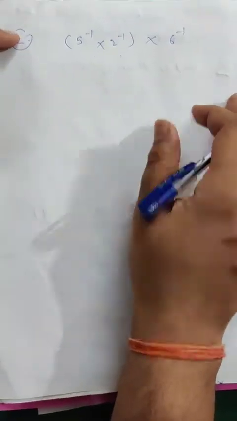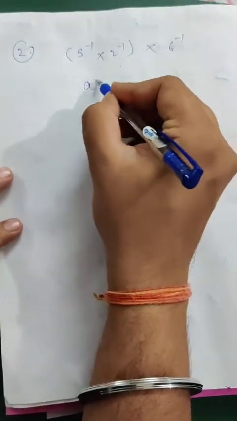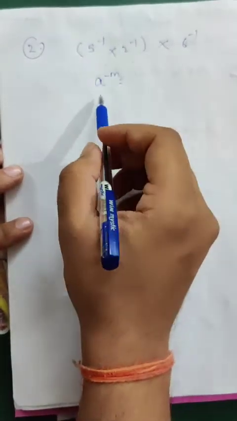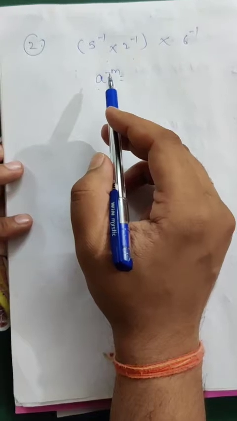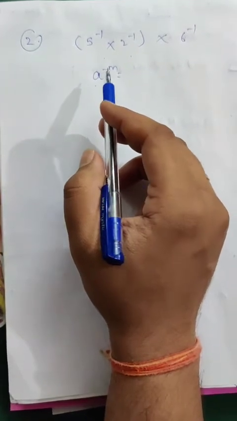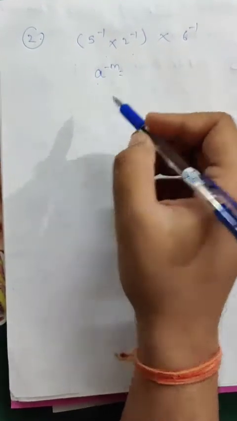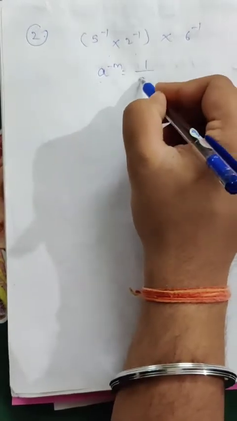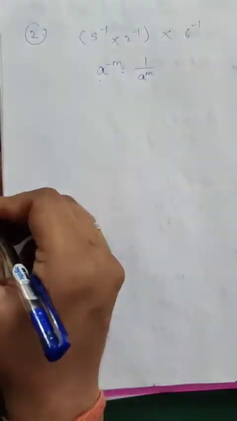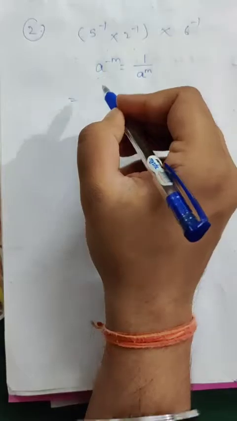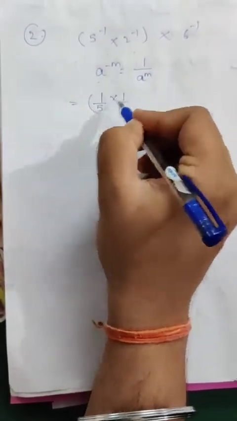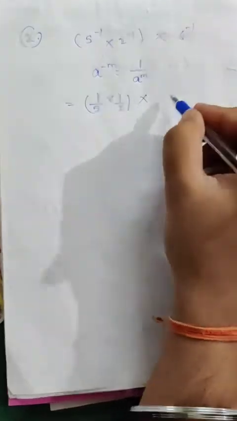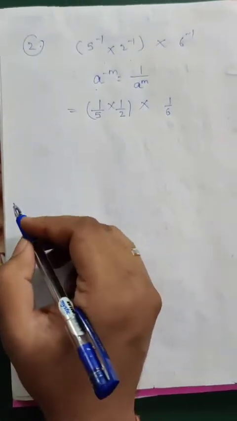Again, as we know the law of exponents, if a raised to the power minus m, a is the base, m is the exponent. When the exponent is in the form of a negative integer and we have to convert it into a positive, what we do is we take the reciprocal, so we will write it as 1 upon a raised to the power m. Similarly, 5 raised to the power minus 1 can be written as 1 by 5 multiplied by 1 by 2, that is the bracket, multiplied by 1 by 6.